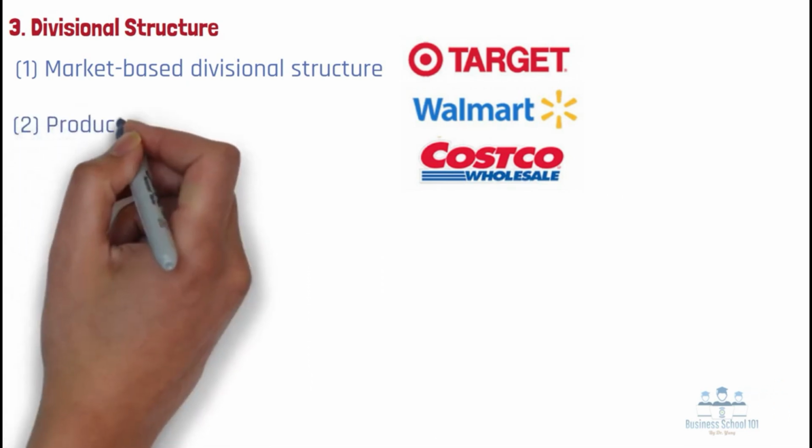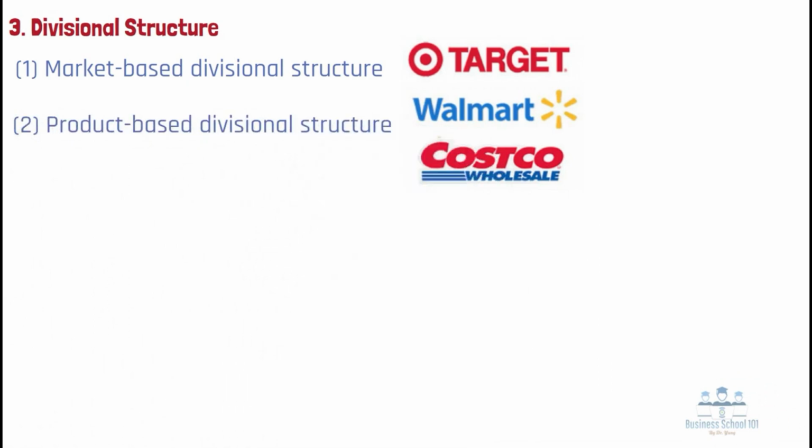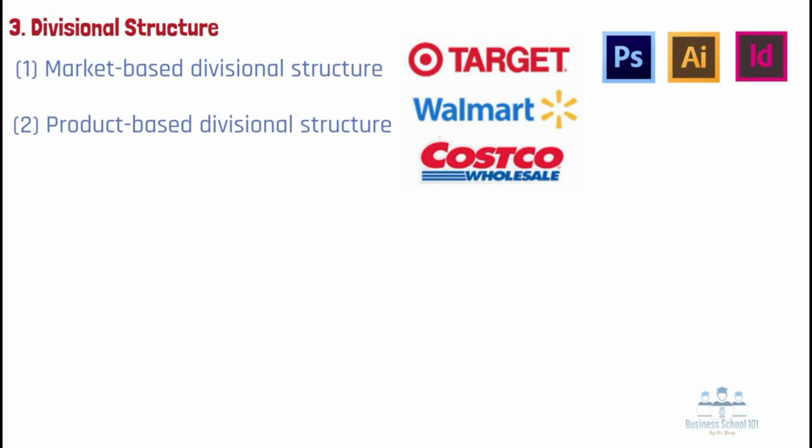Number 2. Product-based divisional structure. Divisions are separated by product line. For example, a tech company might have a division dedicated to its cloud offerings, while the rest of the divisions focus on the different software offerings, such as Adobe and its creative suite of Illustrator, Photoshop, InDesign, etc.